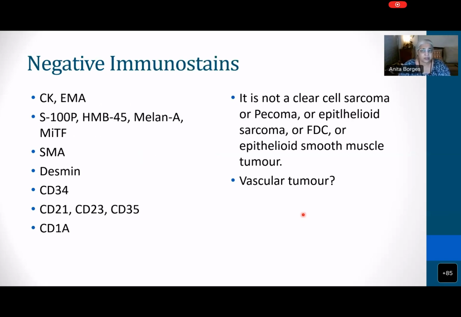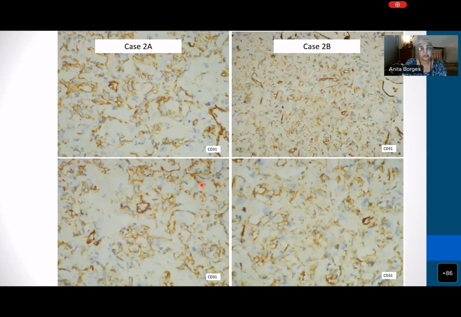And then you do a whole lot of immunostains, and you find that it's not clear cell sarcoma, okay? Because if it was a clear cell sarcoma, it should be S100 protein, HMB45, melan-A. Of course, it's not anything to do with epithelium or even epithelioid because it's not cytokeratin or EMA positive. It's not a PEComa or an epithelioid sarcoma or an FDC tumor, because FDC should have been CD21, 23, 35. CD1a is negative in this case. Okay, it's not a smooth muscle tumor, which could be epithelioid and look like this. Then somebody suggested, could it be a vascular tumor? All right, here we are, Divya. This is CD31. Okay, do you think it's a vascular tumor, Divya?